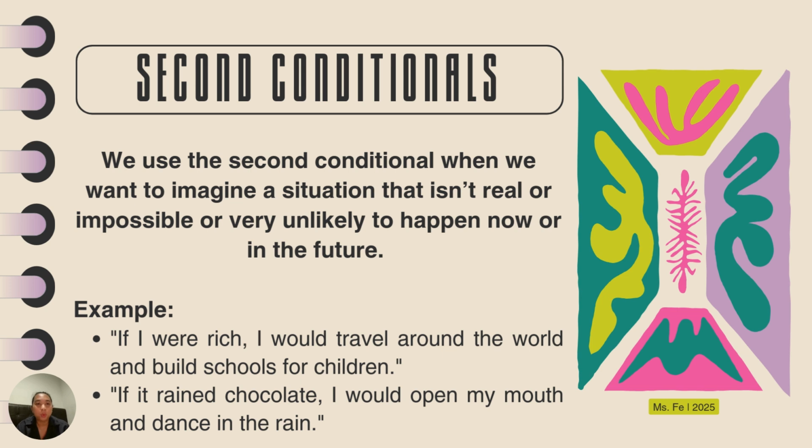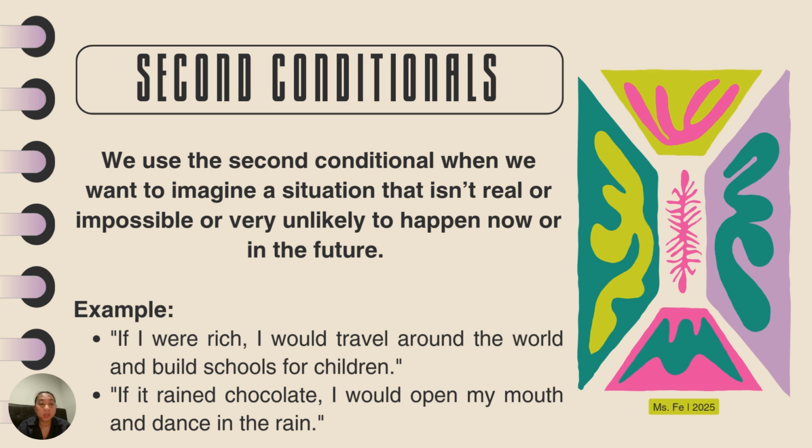Okay, now when do you use second conditionals? You use second conditionals when you want to imagine a situation that is not real or impossible to happen or very unlikely to happen now or in the future. Examples: if I were rich, I would travel around the world and build schools for children. If I were rich is the condition or the situation that is not real, okay? And then if it happened, I would travel around the world and build schools for children.